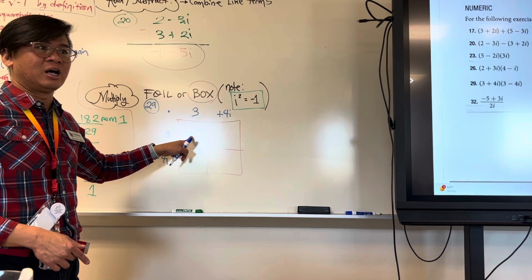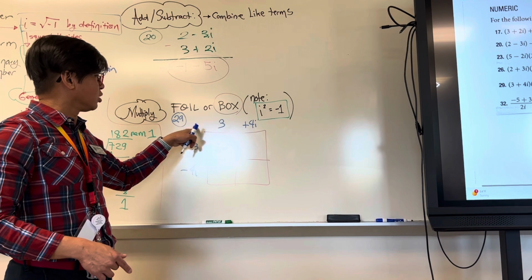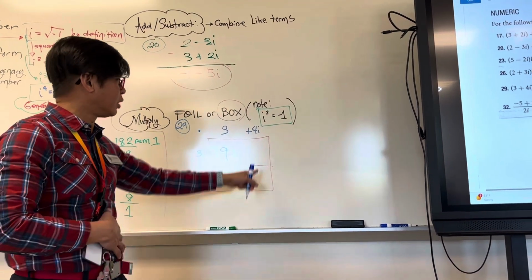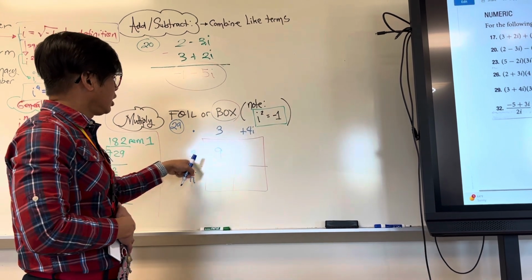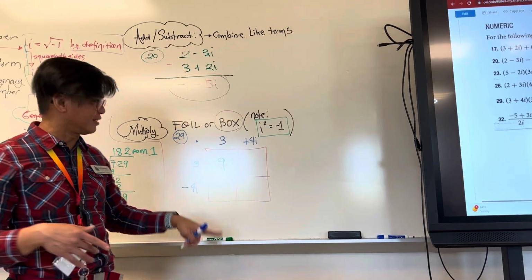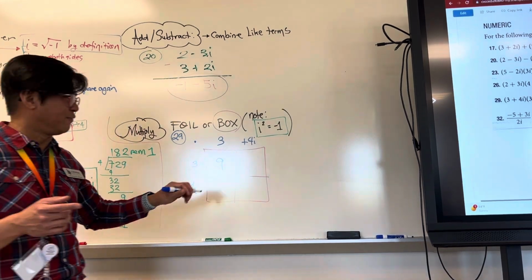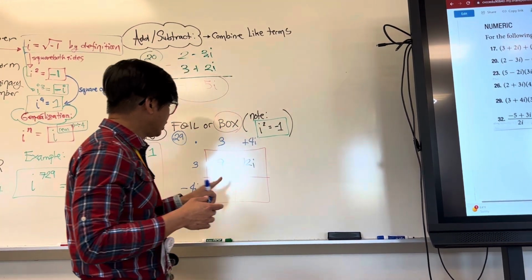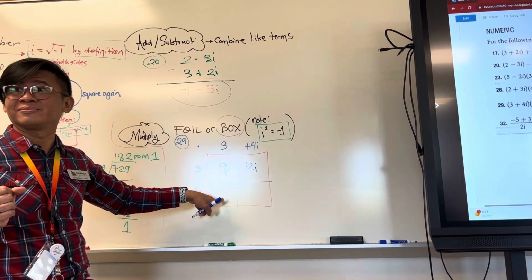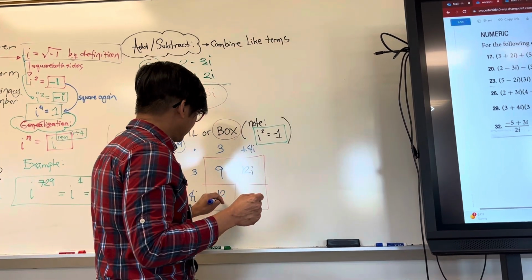3 times 3 is 9. Very good. What about here? 3 and 4i multiplied together. 3 times 4i is 12i. Very good. What about here? -12i, very good. Correct.